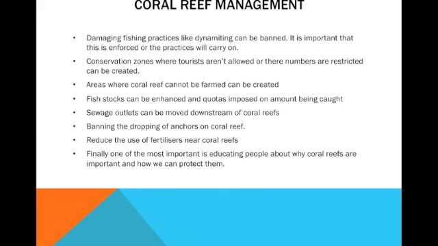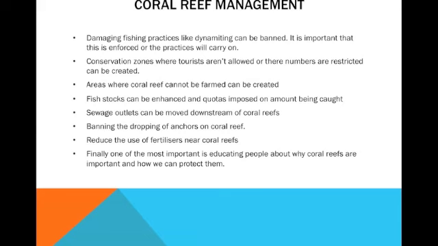Areas where coral reef cannot be farmed can be created. Just ignore that one. I don't really understand what that's even supposed to do in this PowerPoint.